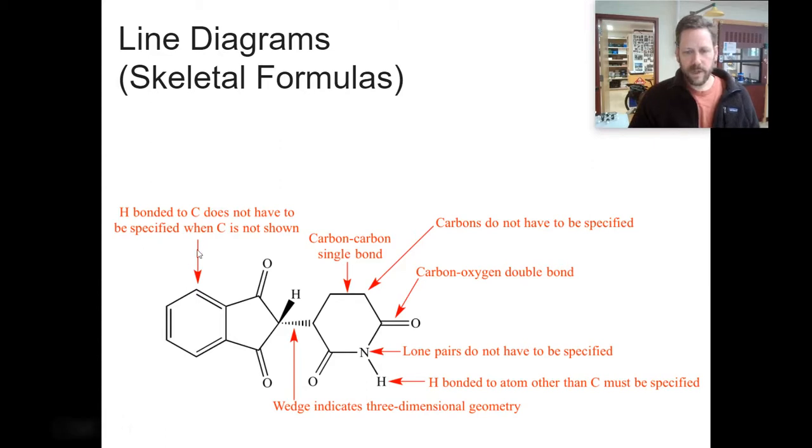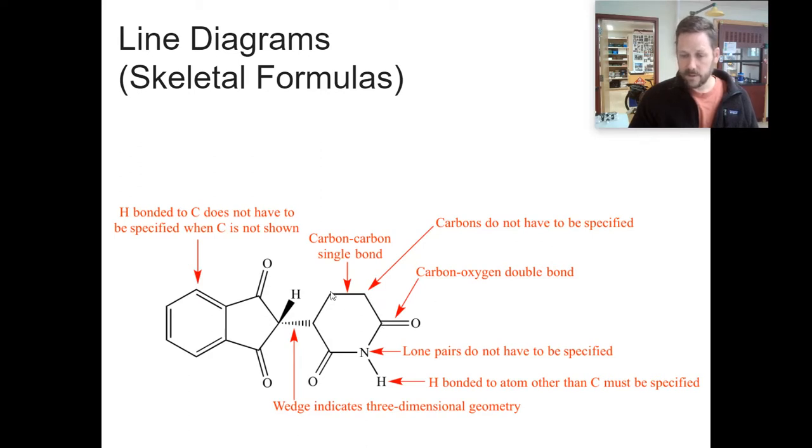First of all, any bond from carbon to hydrogen does not need to be specified. So here I see a carbon, since this is a bend or an end of a line, and I see 1, 2, 3 bonds specified. That means there must be 1 bond to hydrogen implied. The carbon atoms themselves are not specified. This is a bend in a line, so that's a carbon atom. This is a carbon atom, and so on.